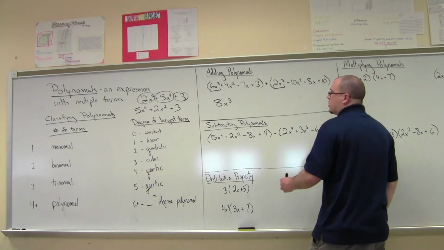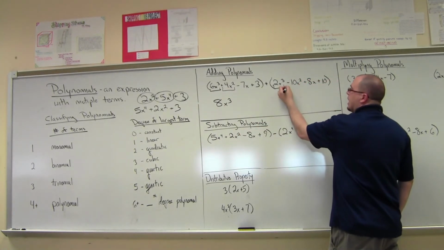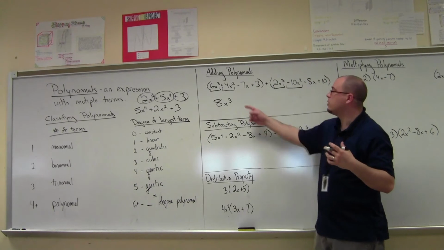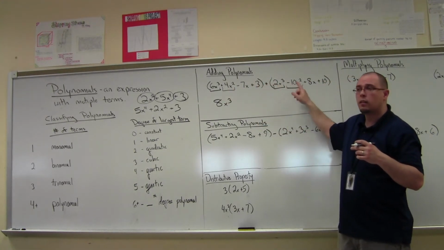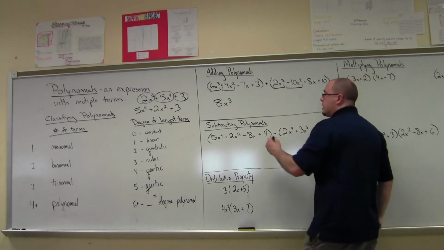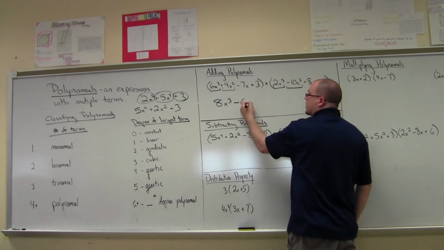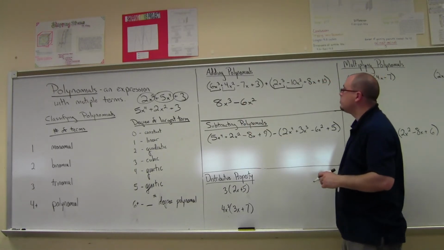We do the same thing with our x squareds. We have a positive 4x squared and a negative 10x squared. All you have to do is add the coefficients, the numbers in front. So 4 plus negative 10 is like 4 minus 10, which would be a negative 6. It would be a negative 6x squared, because we were adding and subtracting x squareds.